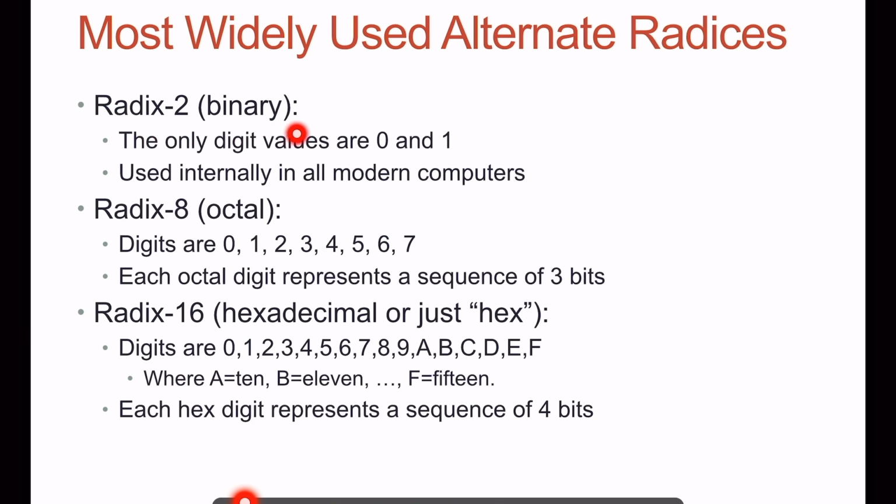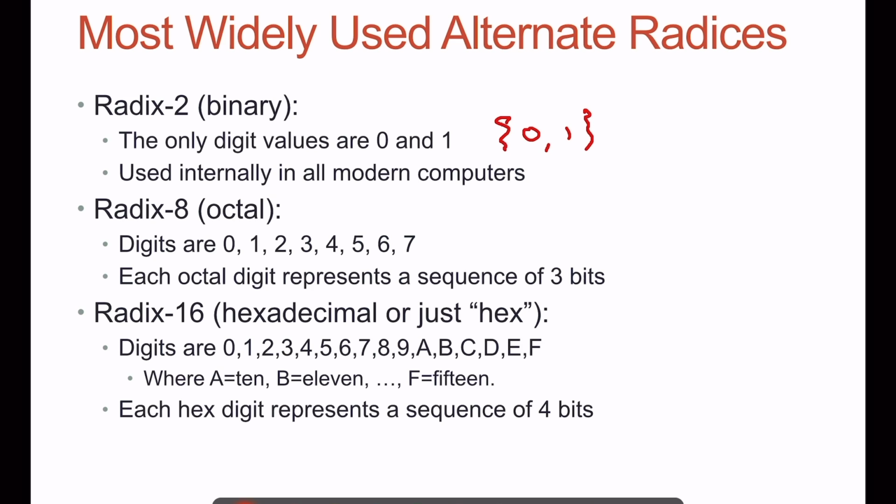Binary, or radix 2, is the most common. This is what's used in modern computers. The digit set is going to be 0 up to r minus 1. Since r is 2, the digits are only the set 0, 1.